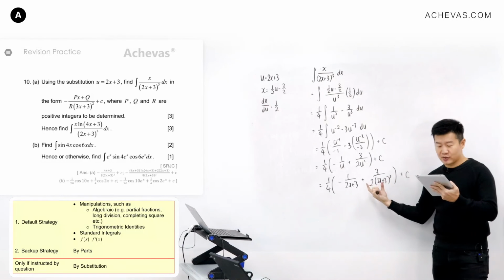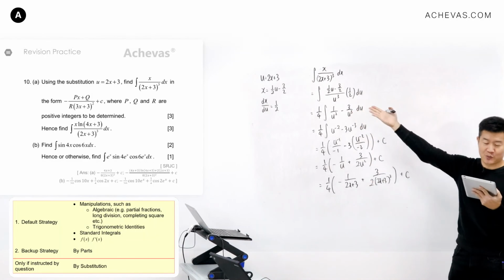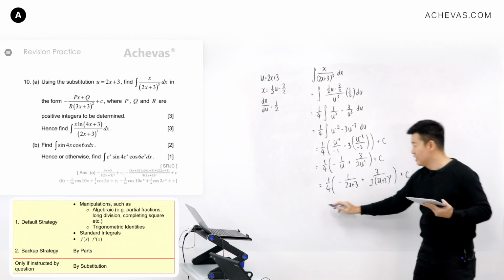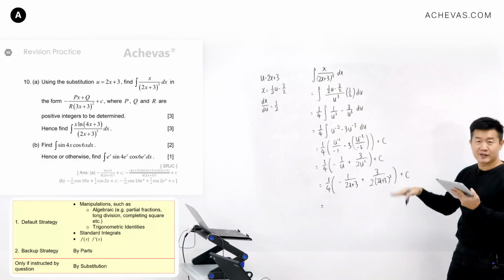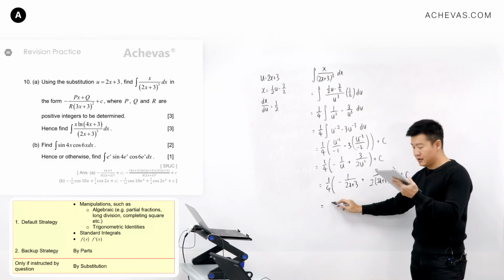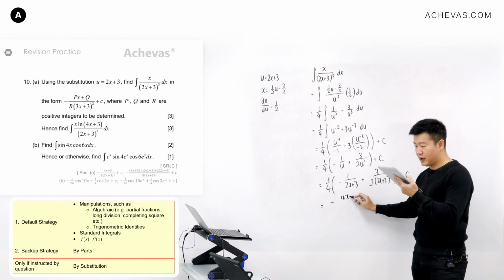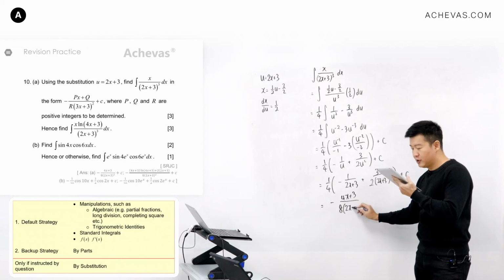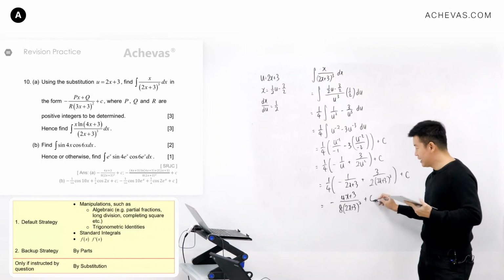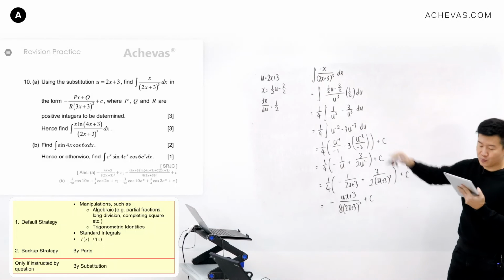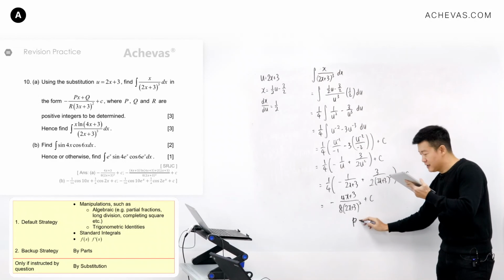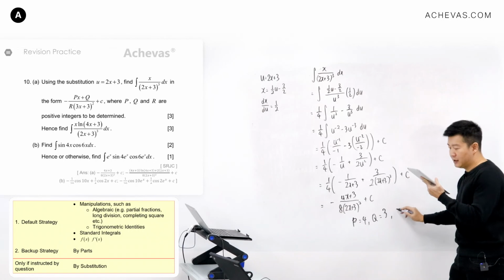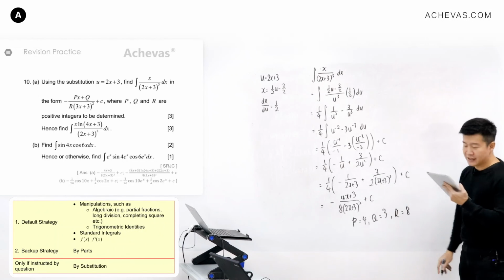And I'm going to combine this together so that I can prove what the question wants me to prove. Or else this is already a good enough solution. If I were to combine this together, I'm going to skip the algebra. You will be getting minus 4x plus 3 divided by 8 times 2x plus 3 squared, plus c. Comparing this to what I'm supposed to prove, we can see that p is equal to 4, q is equal to 3, and r is equal to 8.